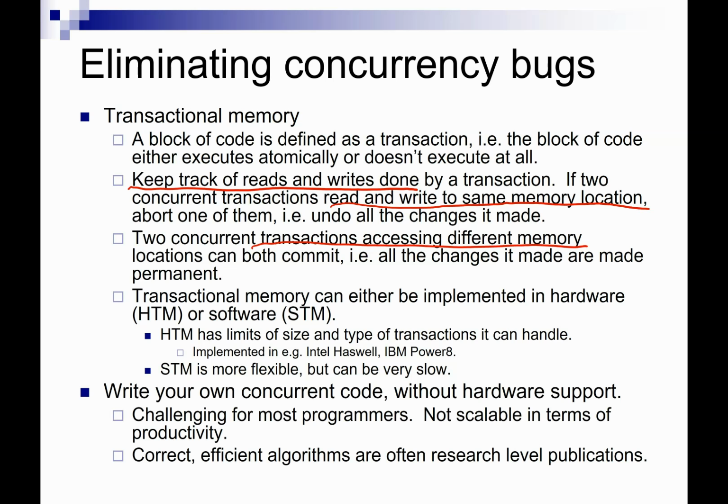Okay, so there's critical sections, there's transactional memory, and then lastly, if you want to have correct code, then you can just try to write correct code. Try to write correct concurrent code. But this is really hard.